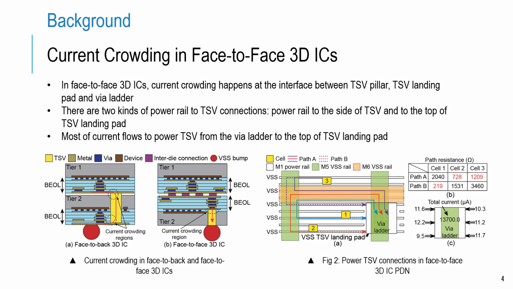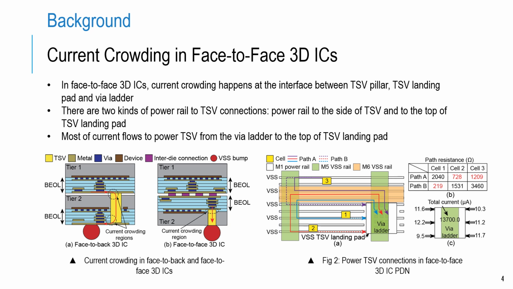Figure 2a shows a top-down view of the TSV landing pad and power rails. There are two primary ways for cell current to flow to the landing pad. One path involves current flowing through the lower power rails to the side of the landing pad, while the other involves current traveling from the upper power rails through the via ladder to the landing pad.